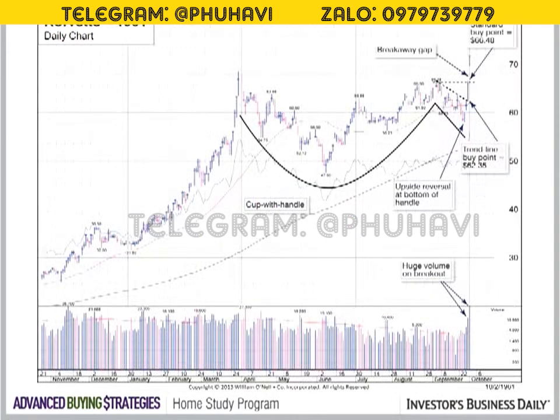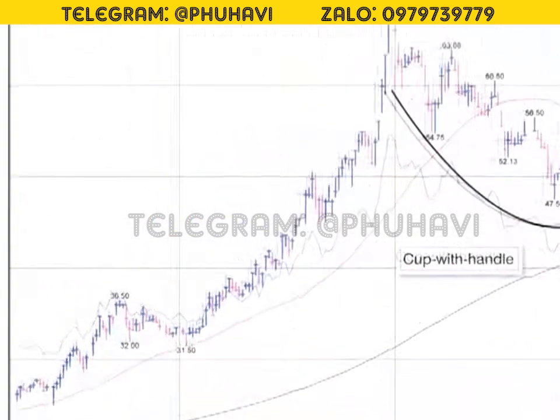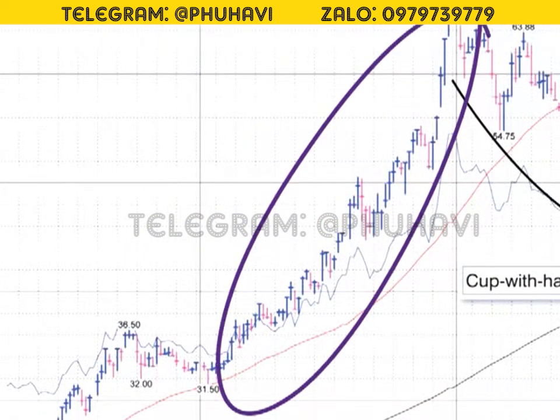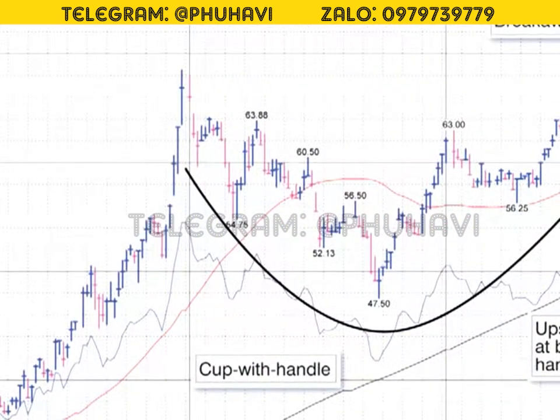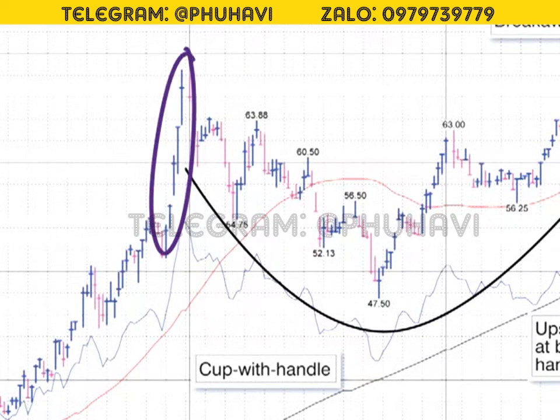All right, let's go over our next one. This was Corvette. This broke out in October of 61, and this had already had a big move prior to this cup with handle that it formed. And you can see over on that left side high, it really gave you a sense of almost a climax top, or definitely climax action. And most people would think the stock is done, and it's not our job to really guess what's going to happen.